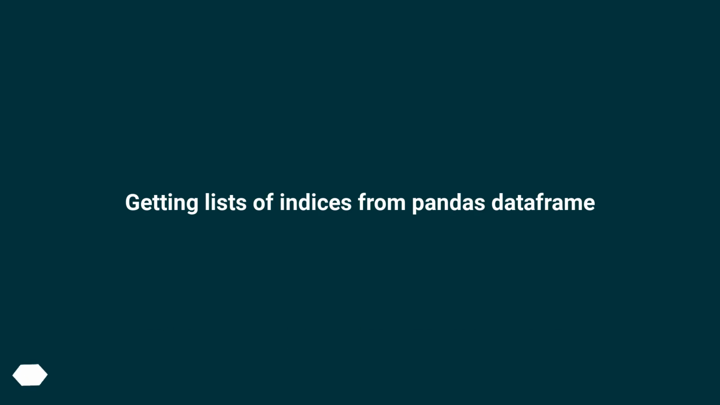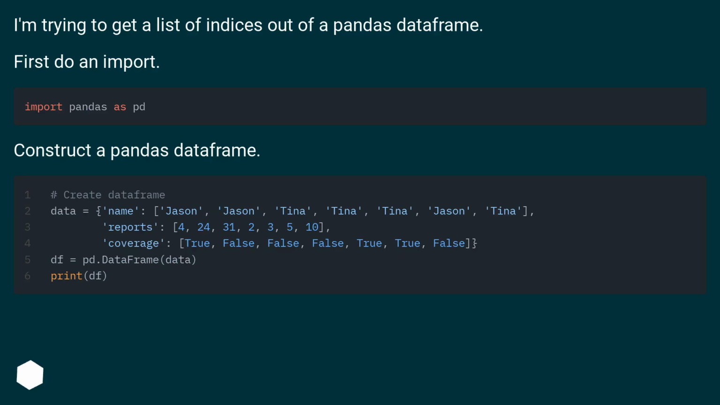Getting lists of indices from a pandas data frame. I'm trying to get a list of indices out of a pandas data frame. First, do an import. Construct a pandas data frame.